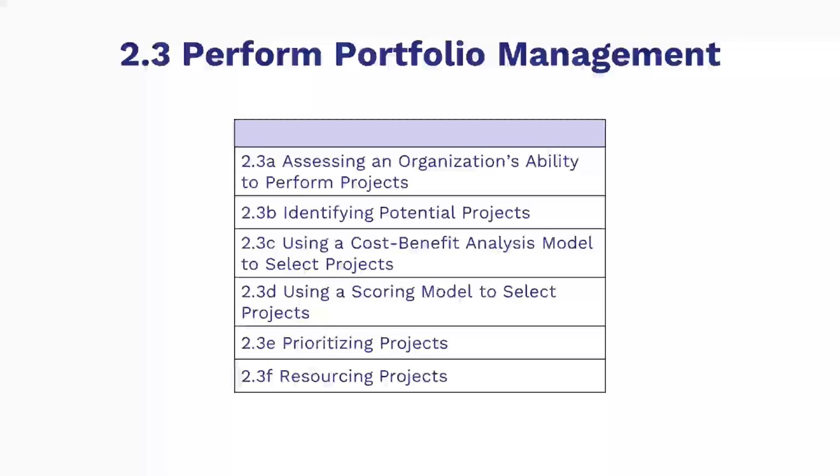2.3 Perform Portfolio Management. In this section, we will study, first, how to assess an organization's ability to perform projects, identify potential projects, use a cost-benefit analysis model to select projects, as well as use a scoring model to select projects, prioritizing projects, and finally, briefly, introduce the resourcing projects.